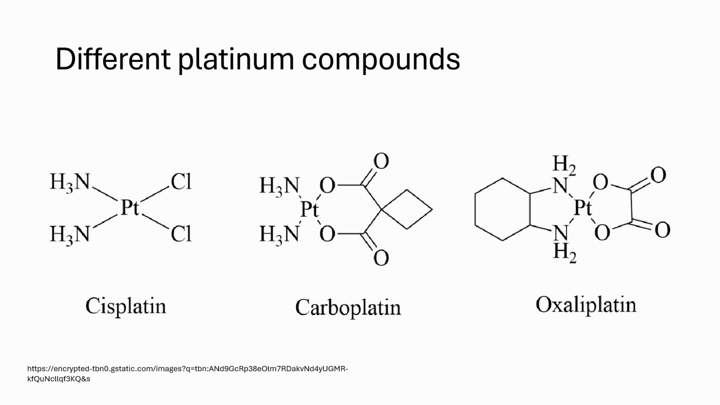An example of a structural difference between cisplatin and carboplatin is how cisplatin, which is on the very left on the slide, has two chloride molecules attached to platinum, whereas carboplatin, the second molecule in this slide, does not. And this structural difference actually allows carboplatin to be much more stable in infusion fluids compared to cisplatin.